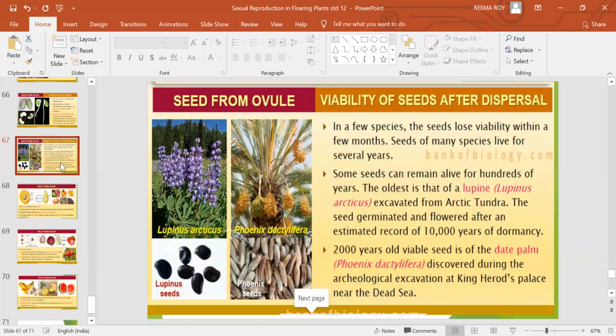The oldest is that of a lupine, Lupinus arcticus, excavated from the Arctic tundra. The seed germinated and flowered after an estimated record of 10,000 years of dormancy, inactivity. See, it means they were alive, but it was inactive. A 2,000-year-old viable seed is of the date palm, Phoenix dactylifera, discovered during archaeological excavation at King Herod's palace near the Dead Sea.